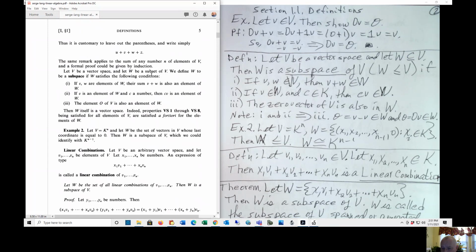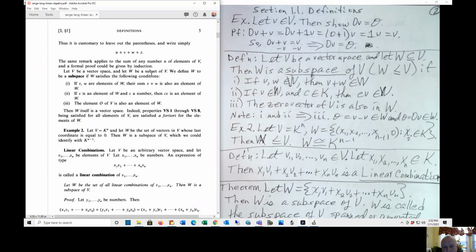For example, the 0 vector can be written as V minus V, which has to be in W by the first axiom. And the 0 vector we just saw a moment ago can be written as the scalar 0 times the vector V, and that has to be back in W by the second axiom. So a subspace W of a vector space V is a subset of V which is closed in itself under vector addition and scalar multiplication.